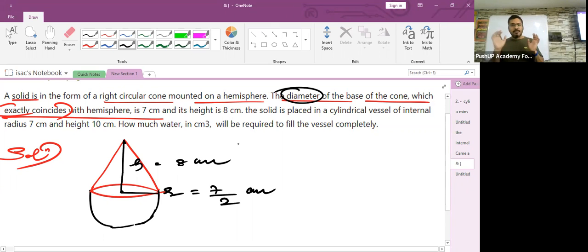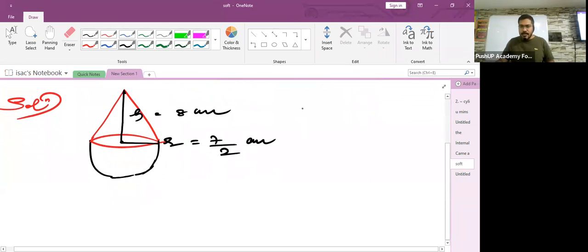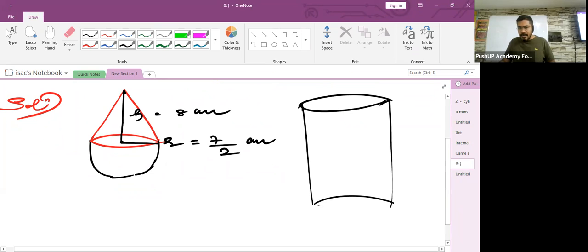Done, children. The solid is formed. Now what is happening? The solid which you formed is placed in a cylindrical vessel. This way, this is the cylindrical vessel. Into this, you are putting this solid, right? I'll draw it again.